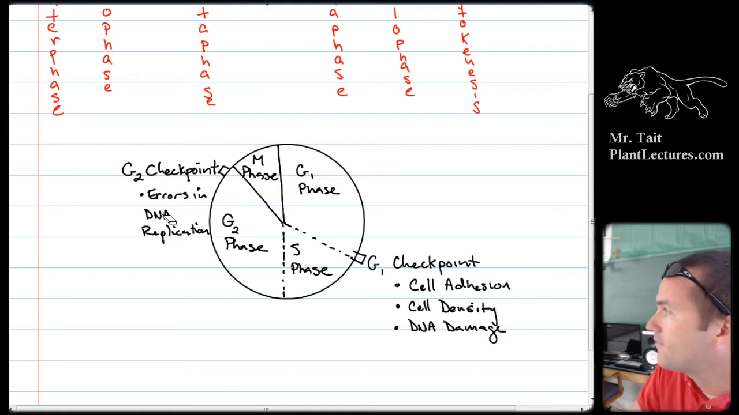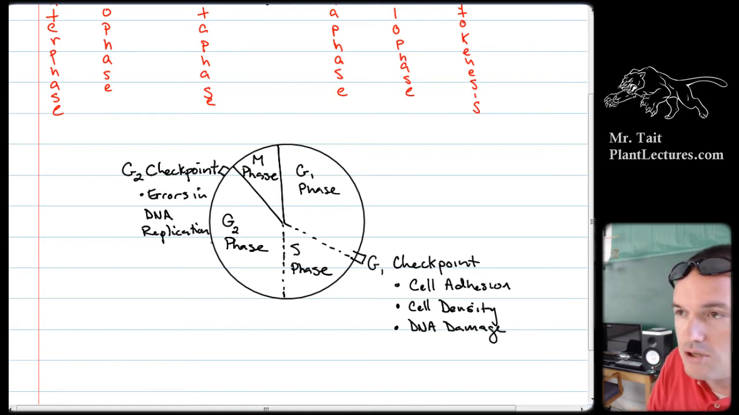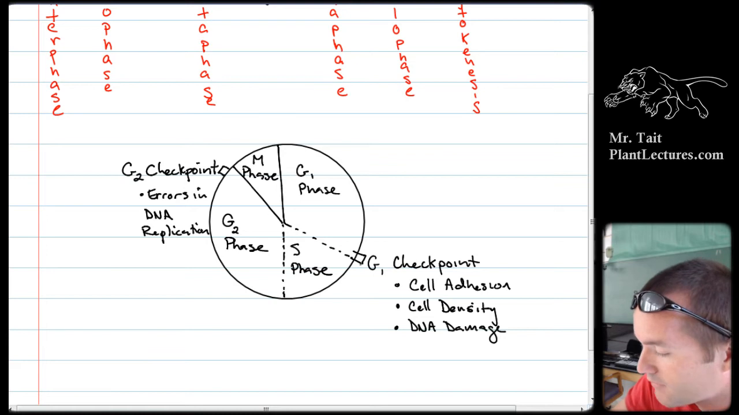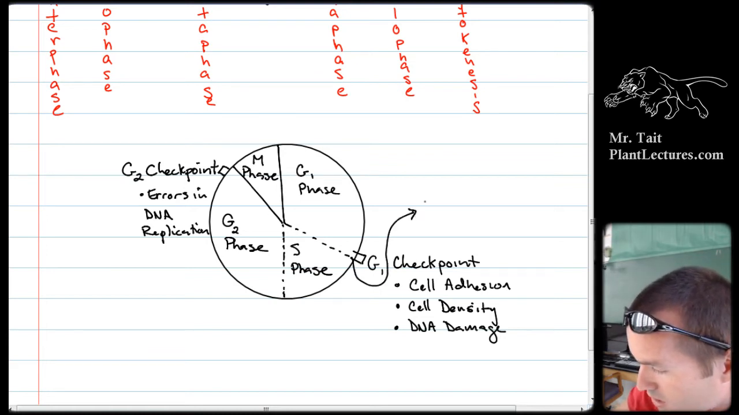If not, we have to figure out, first of all, is it possible to fix the errors? And if it's not possible to fix the errors, that cell then goes into what's called programmed cell death or apoptosis, right? So if you fail G2, you either get repaired or destroyed. Okay? If you fail G1, you either get destroyed or you can go into a spot called G0 phase. Okay? So after G1 phase, you can sometimes go into a phase that is called G0 phase.